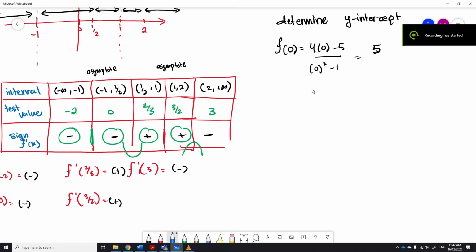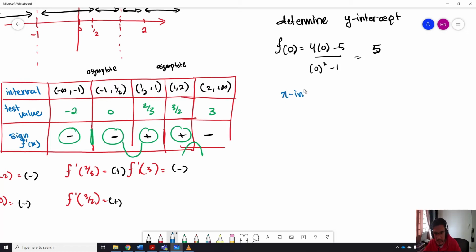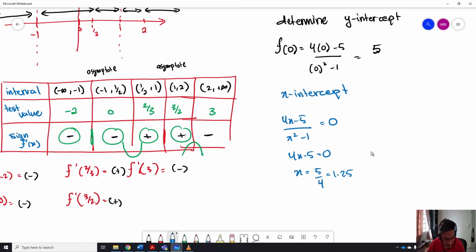Okay, then we have to find the x-intercept. The x-intercept is found by taking the original equation, 4x minus 5 over x squared minus 1, equal to 0. So then we have 4x minus 5 equal to 0, so x equal to 5 over 4. So 5 over 4 is about 1.25.